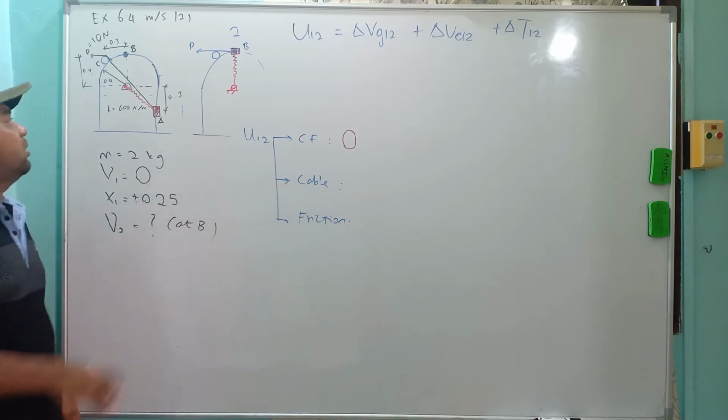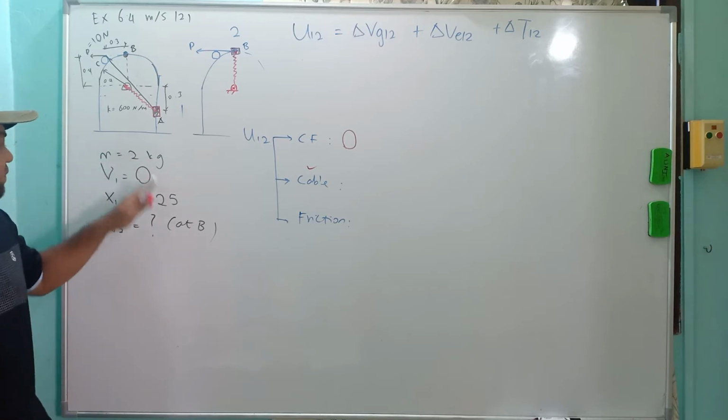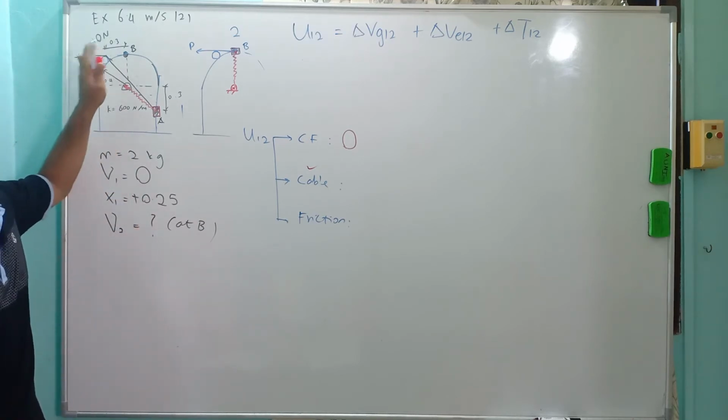Then we see the cable. Now we have the cable. So of course we will have this one. And also it is said that the constant force on the cable is P equal to 10 Newton.